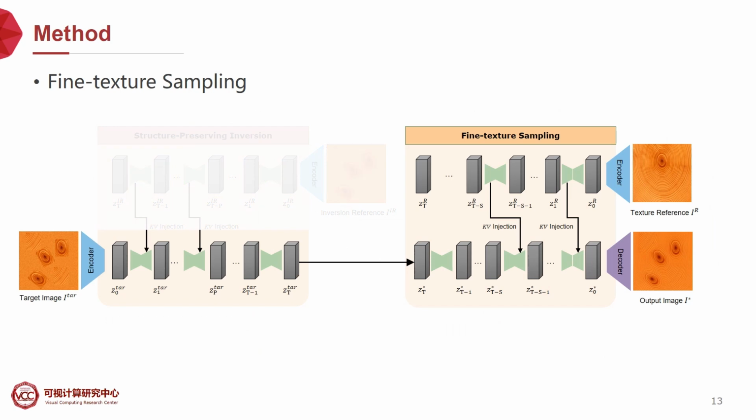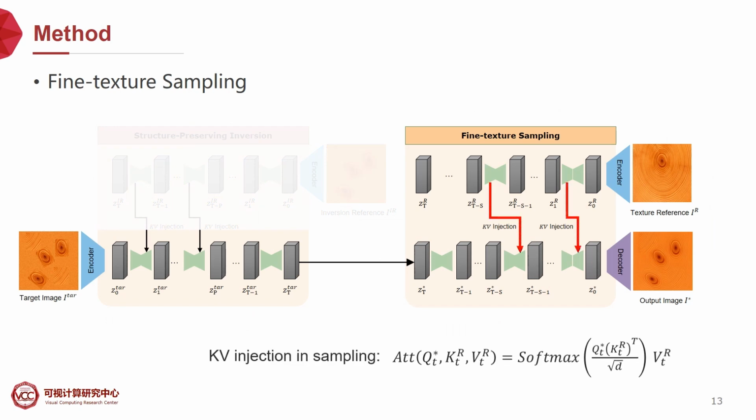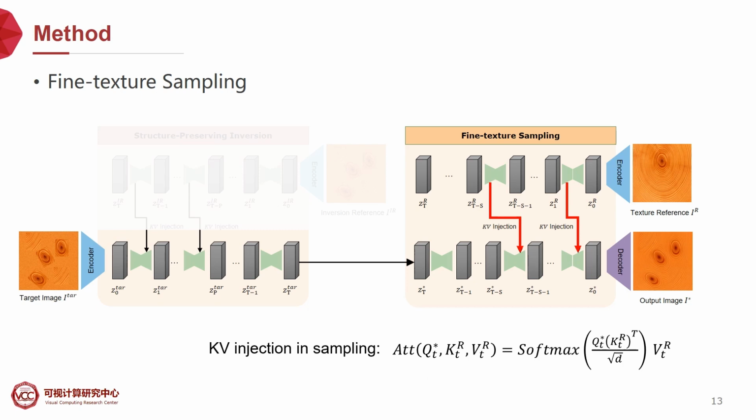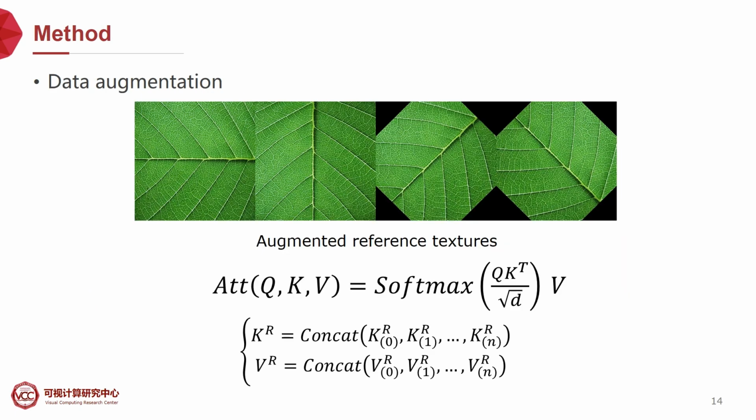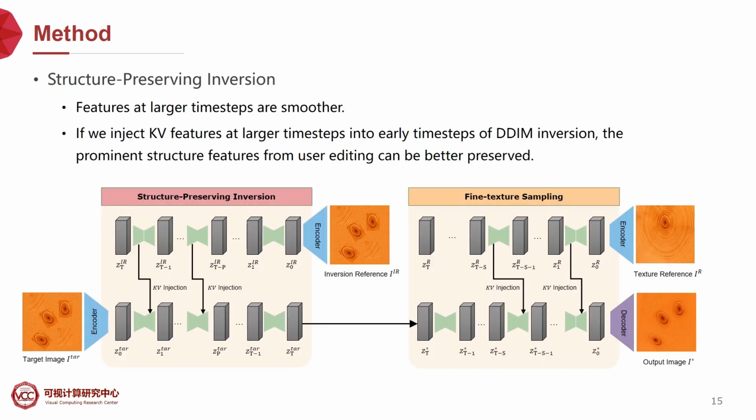Specifically, we inject the self-attention features from the inversion process of the reference image into the sampling process, such that the local texture patterns are copied from the reference texture to the target image. For those textures containing prominent directions, we further augment the reference with several rotated copies. However, only KV injection in the sampling process cannot preserve the global structures from user editing.